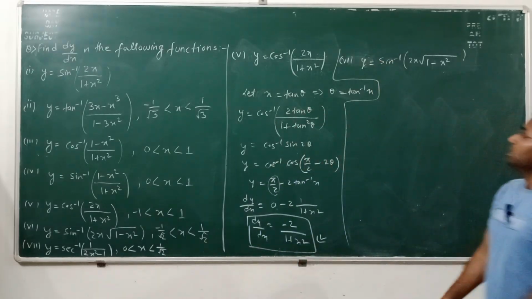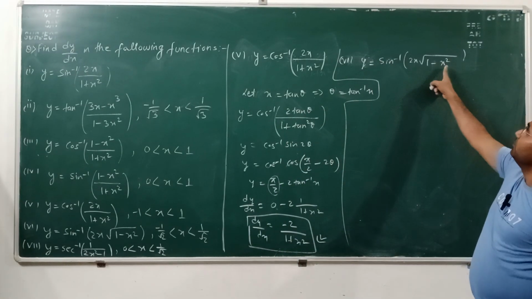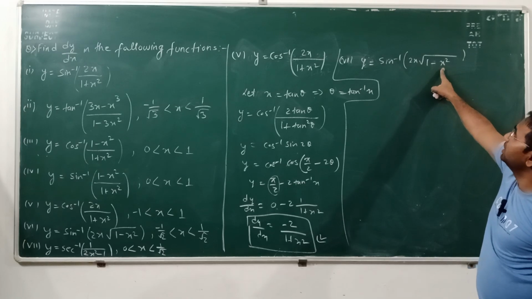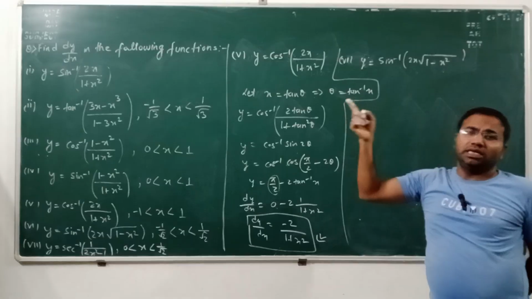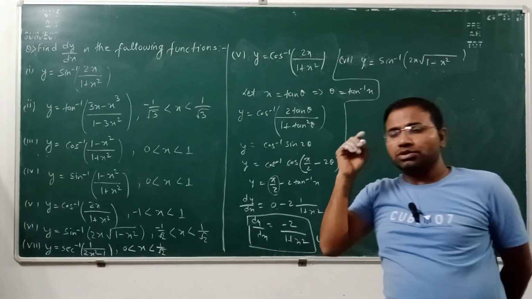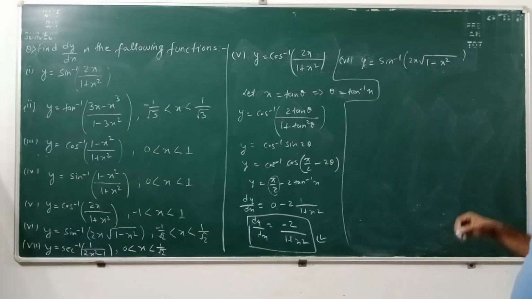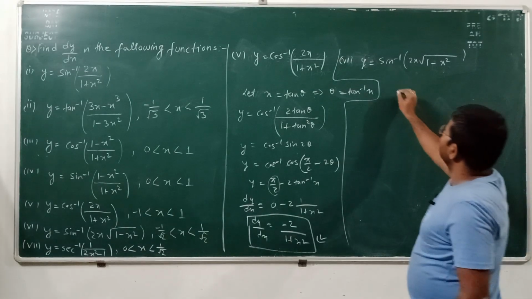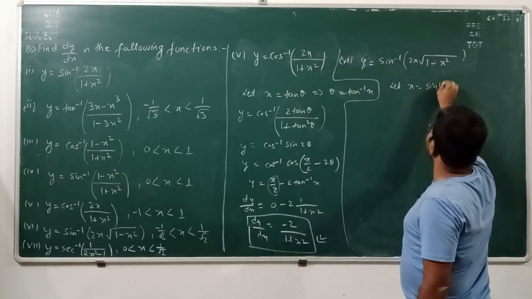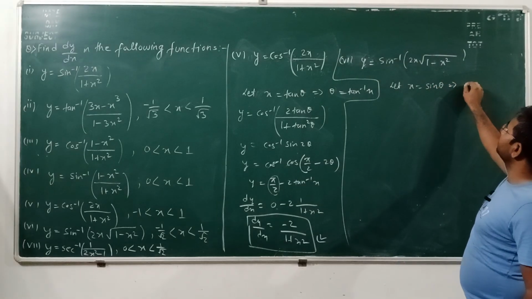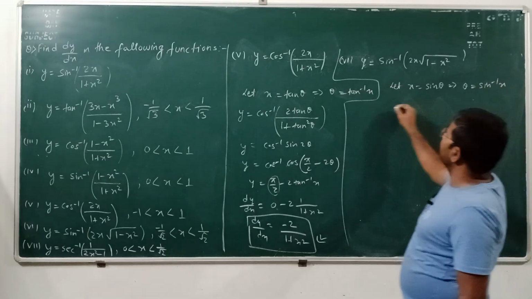Now see, this time we will not put x is equal to tan theta, because if you put it here, sine, then cos will come. 2 sine theta and cos theta become sine 2 theta, then sine gets cancelled out, then we will find accordingly. So let here x is equal to sine theta, then it gives theta is equal to sine inverse x.